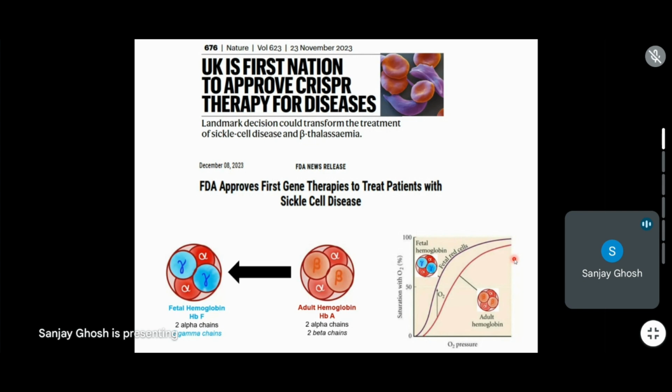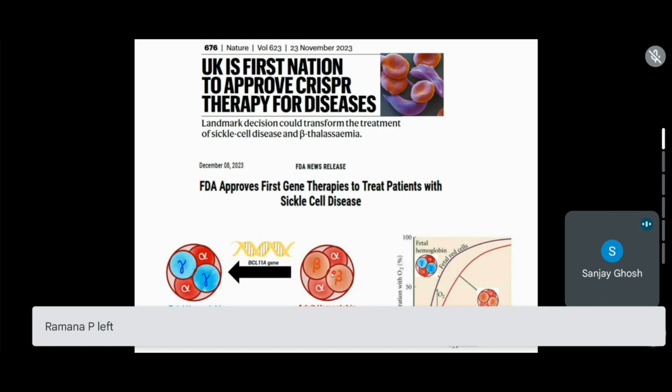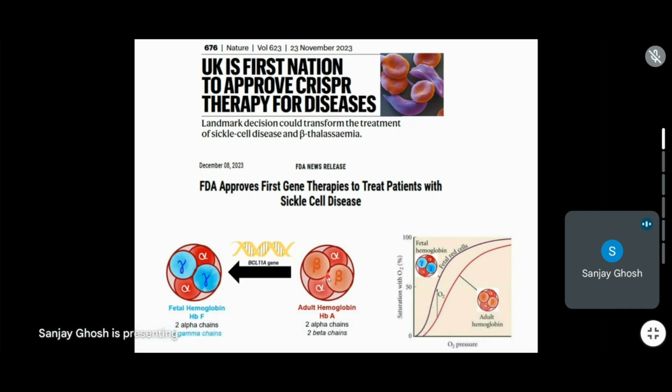But what is happening is that when the beta chain is to be expressed, the gamma should not be expressed. And for that, there is a gene called BCL11A. This BCL11A is a repressor. It represses the expression of gamma, so that beta is the one present in adults.